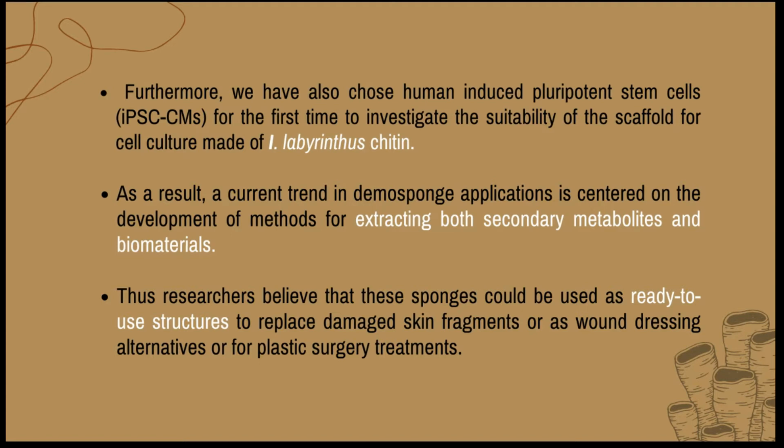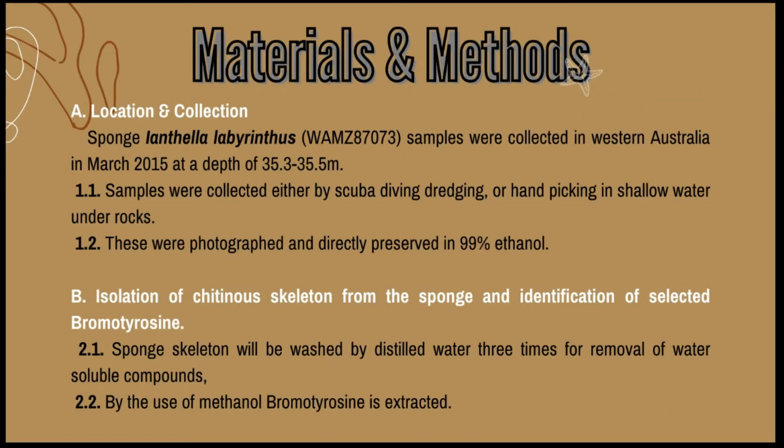Next slide, please. For the materials and methods, location and collection. Sponge Iantella labyrinthus samples were collected in Western Australia in March 2015 at a depth of 35.3 to 35.5 meters. Samples were collected either by scuba diving, dredging, or hand-picking in shallow water on the rocks. These were photographed and directly preserved in 99% ethanol.